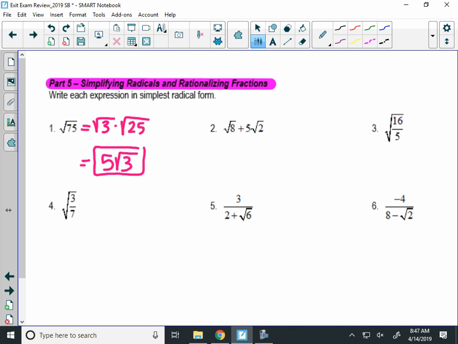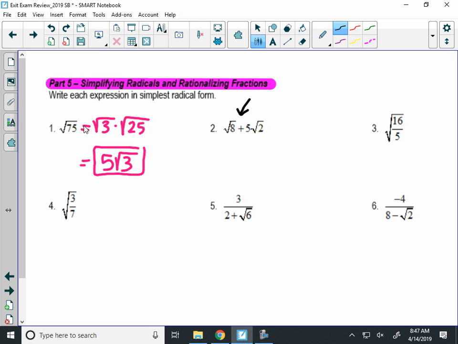For number 2, I have a plus sign, which means I'm going to end up adding these together. But radicals act kind of in the way that x's and variables do. You could think of this as being like a y plus 5x. Right now, they don't have the same radical, so I can't combine them together. In order to combine radicals, they have to be the same.